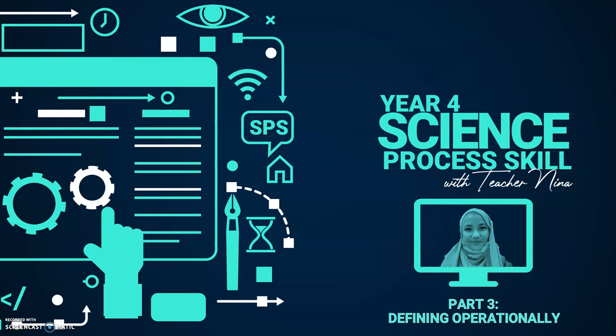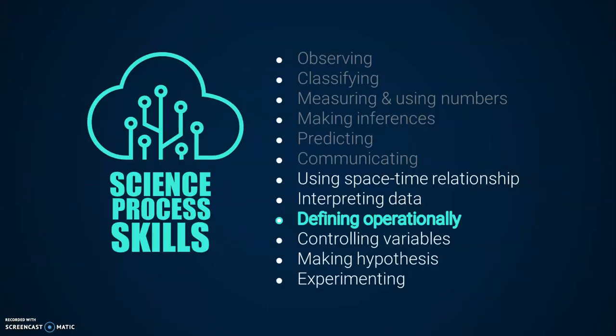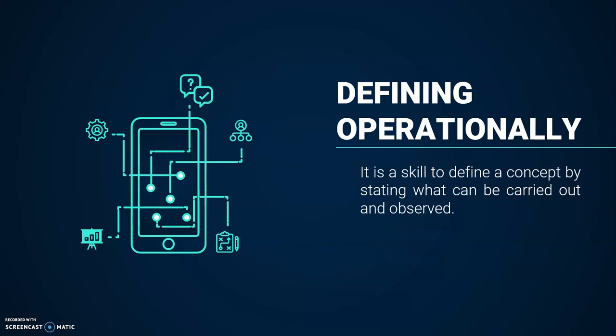So for today's lesson, we are going to part 3, which is defining operationally. Now let's look back at the 12 science process skills that you need to know. So today we are going to learn the 9th science process skill, which is defining operationally. So what is defining operationally? It is actually a skill to define a concept by stating what can be carried out and observed.